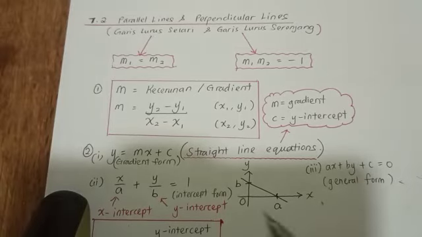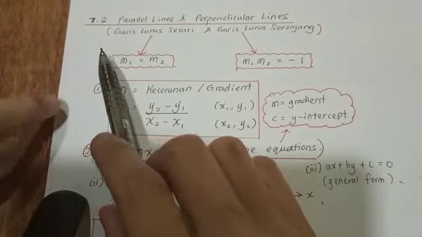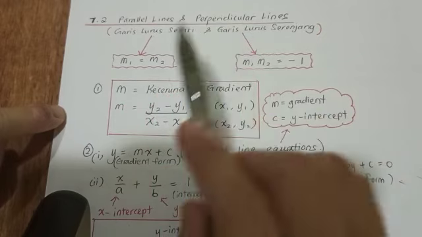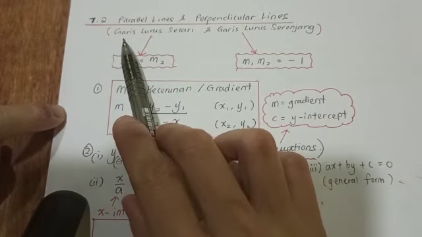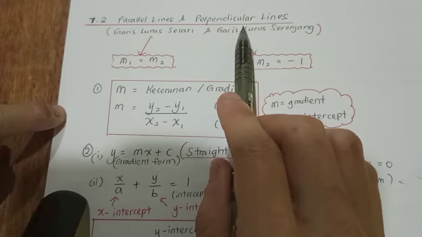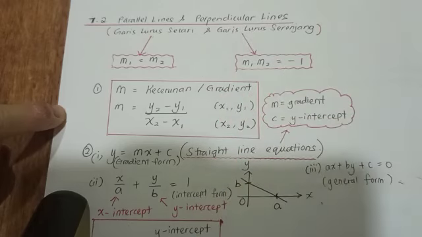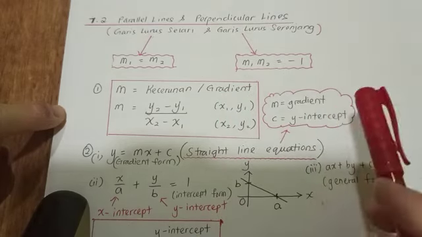Second part of coordinate geometry. So this is the second subtopic, parallel lines and perpendicular lines. Parallel lines, garis lurus selari. Perpendicular lines, garis lurus serenjang. So what is the difference between these two lines?